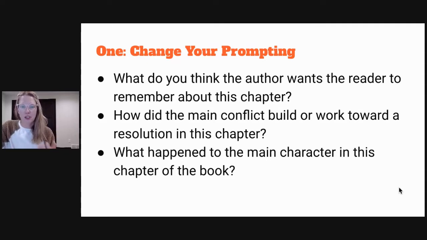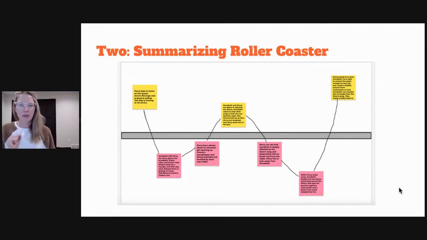How did this chapter help build up that conflict or work toward resolving the conflict? So, a few ideas of some prompts.